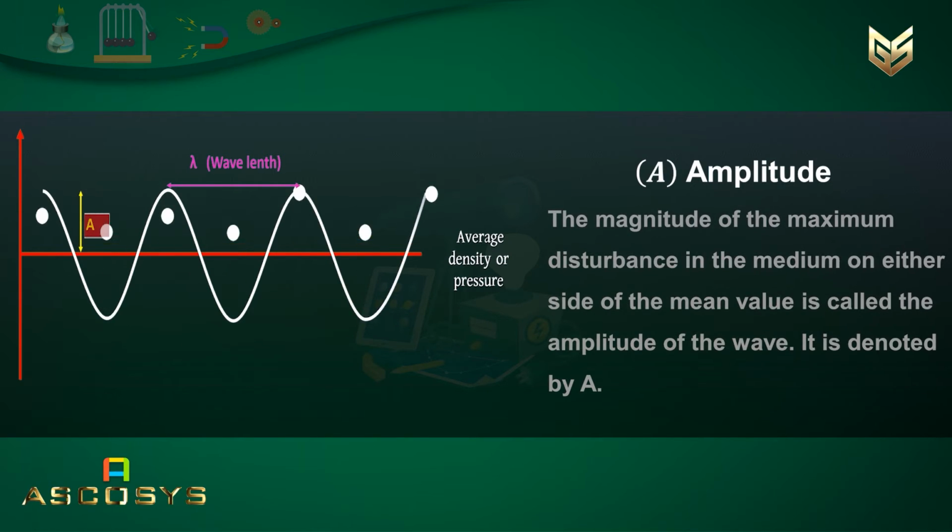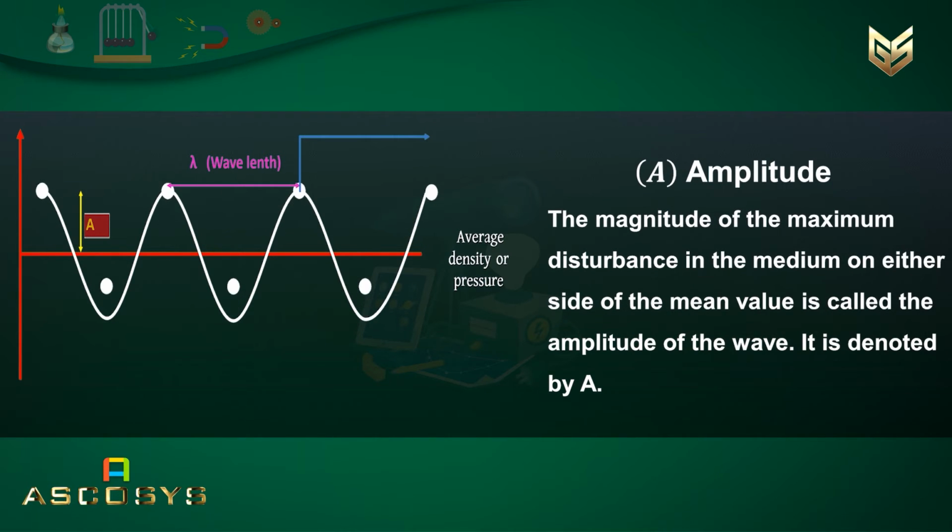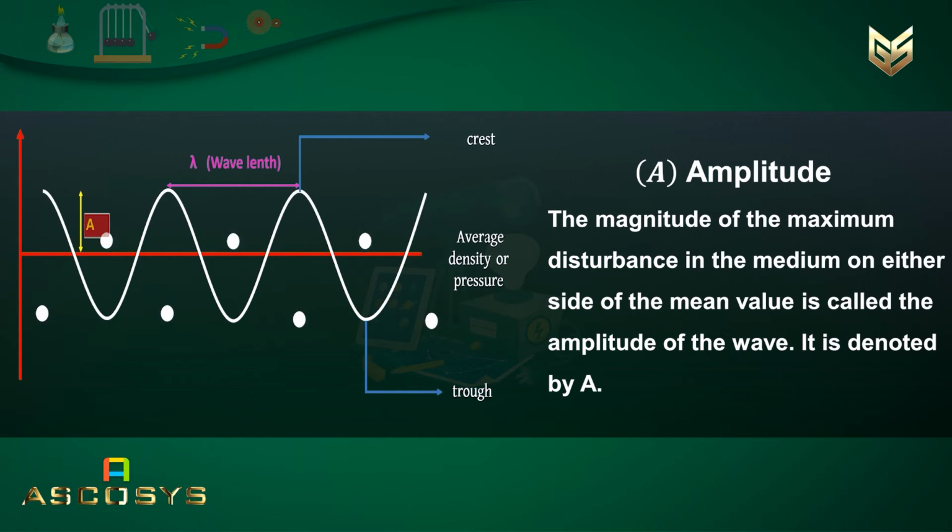Amplitude: the magnitude of the maximum disturbance, as you have seen on the graph already, maximum disturbance was for both rarefaction and compression in the medium on either side of the mean value, is called the amplitude of the wave. It is denoted by A.